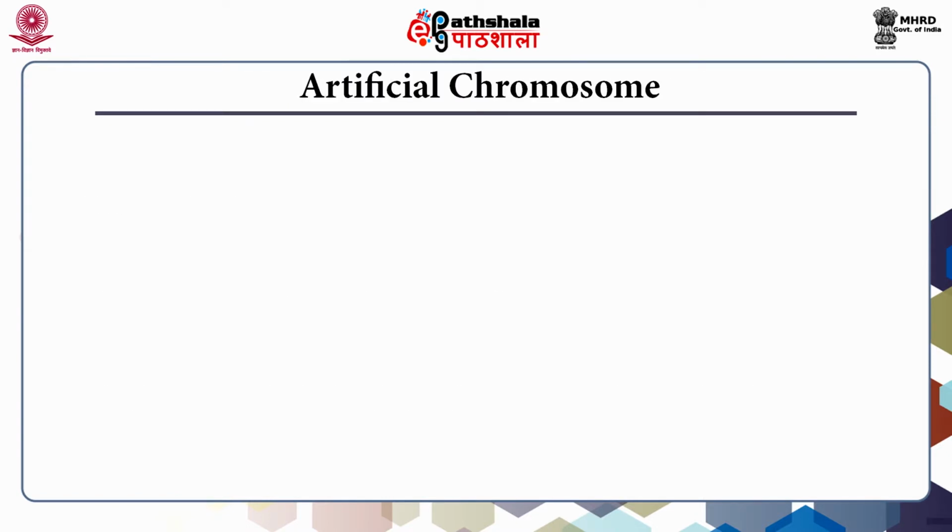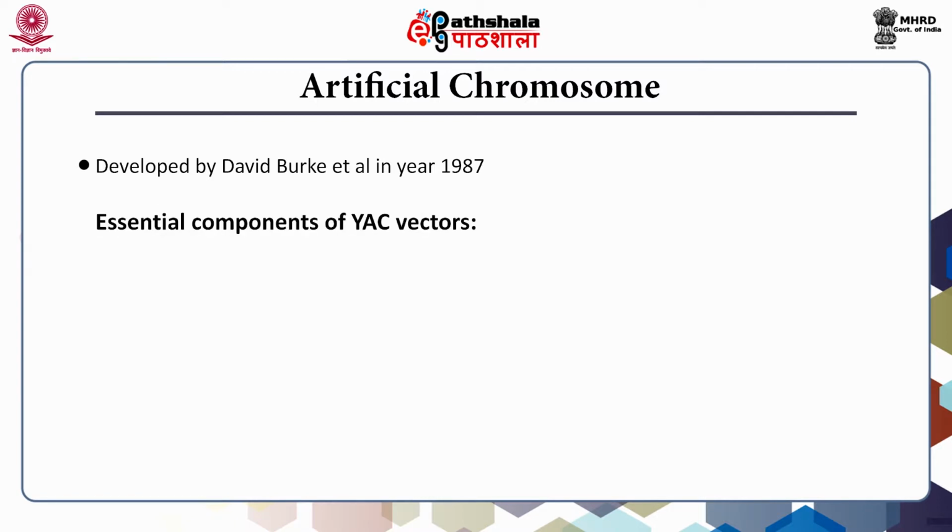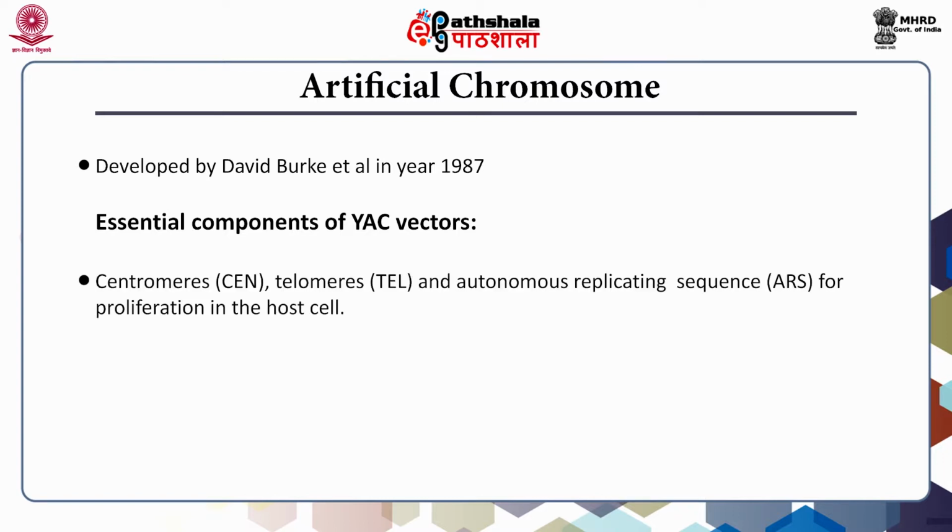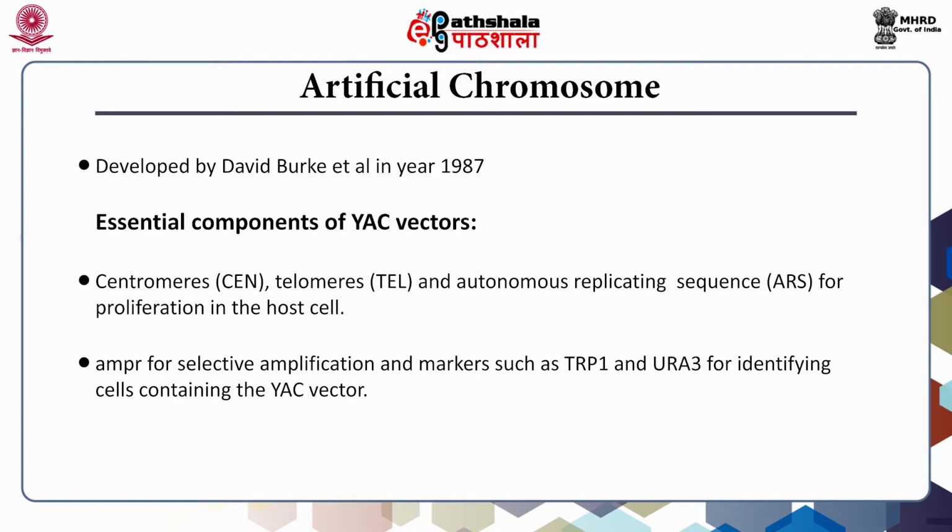Artificial chromosomes, developed by David Burke et al. in the year 1987. The essential components of yeast artificial chromosome vectors: these contain centromeres, telomeres and an autonomous replicating sequence for proliferation in the host cell, the AMP for selective amplification, and markers such as TRP1 and URA3 for identifying cells containing the YAC vector, and recognition sites of restriction enzymes, for example EcoR1 and BamH1.